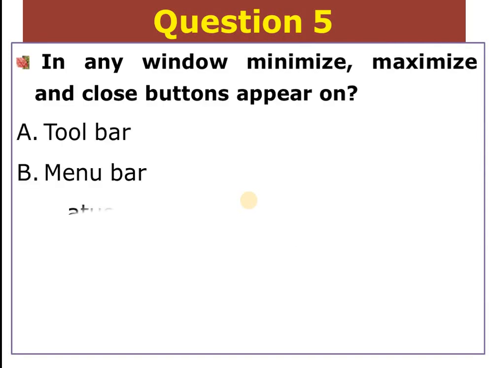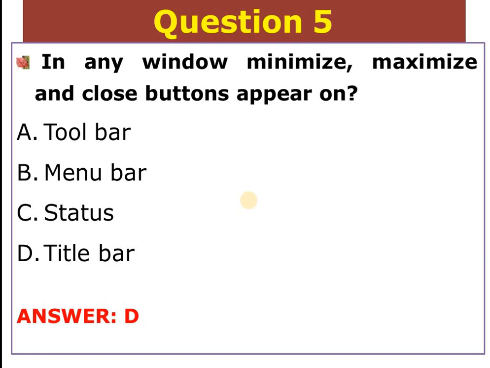Question number 5. In any window, minimize, maximize, and close buttons appear on A. Toolbar, B. Menu bar, C. Status bar, D. Title bar. The answer is choice D. You'll get it on title bar.